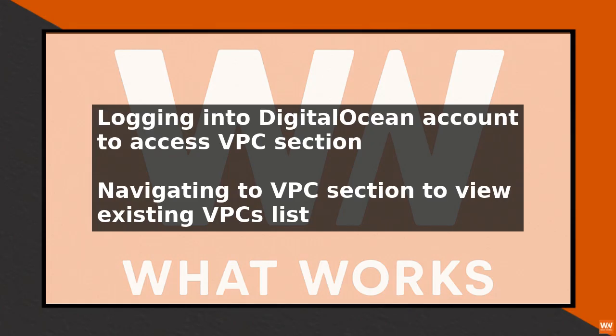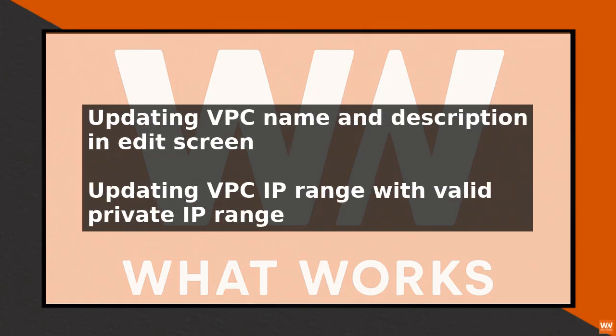In the Edit screen, you can update the VPC name and description. The name and description are used to identify the VPC in the control panel. You can also update the VPC IP range. But be aware that changing the IP range will affect all resources in the VPC.